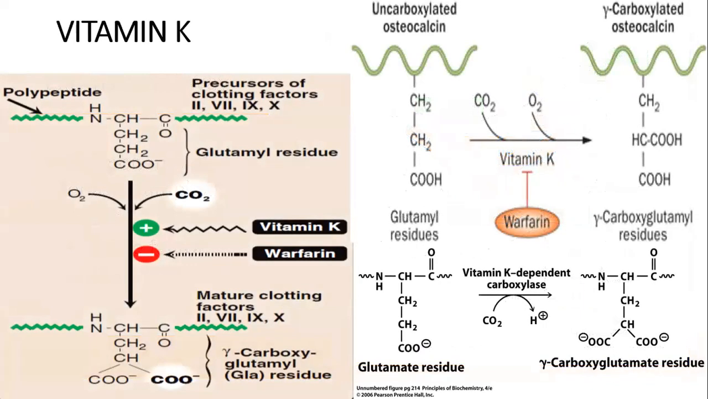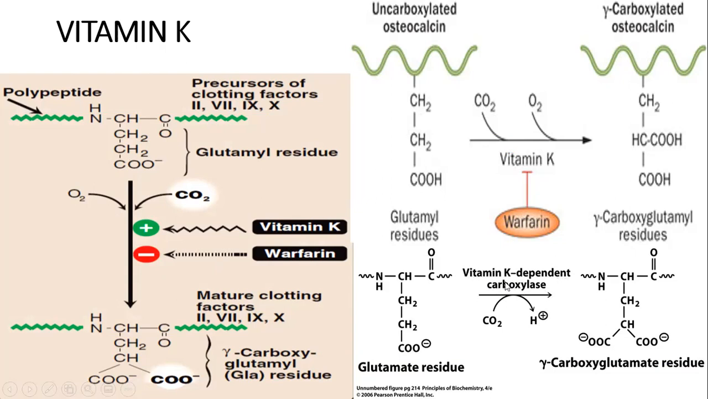So we have already touched on the different vitamin K clotting factors. Vitamin K is an important molecule in the carboxylation of the gamma glutamyl residues in the different clotting factors. So how does that happen? Precursors of clotting factors 2, 7, 9, and 10, so these are the vitamin K dependent clotting factors, need to be gamma carboxylated utilizing an enzyme, the vitamin K dependent carboxylase enzyme.